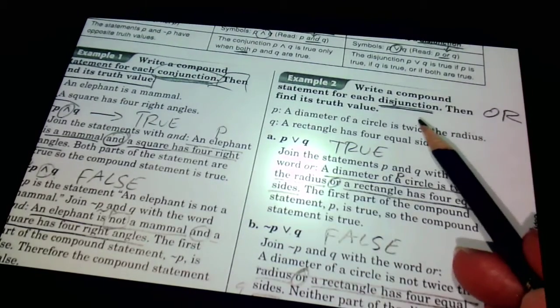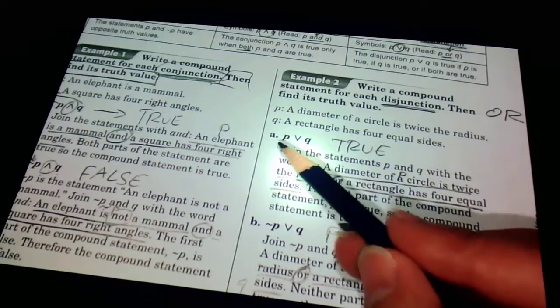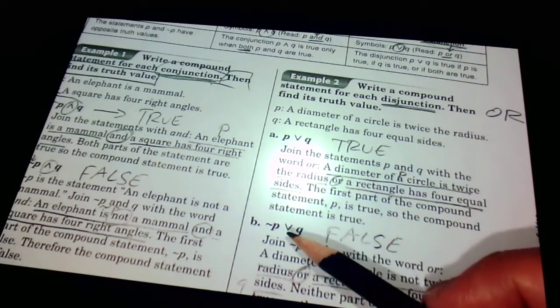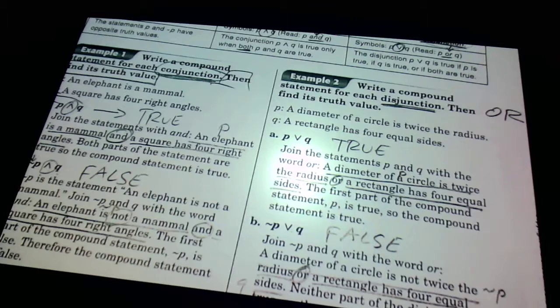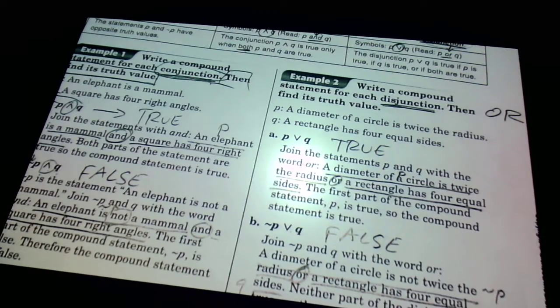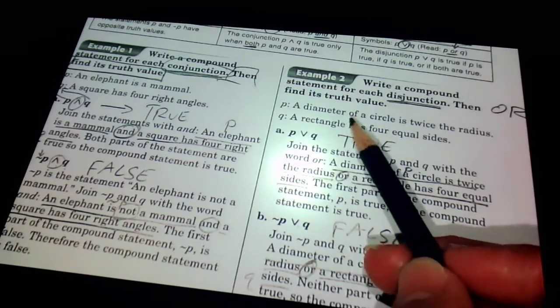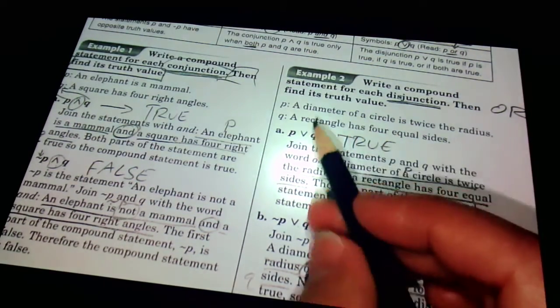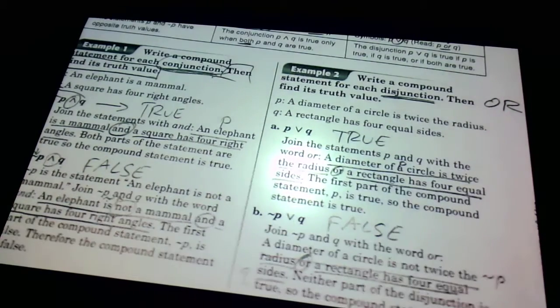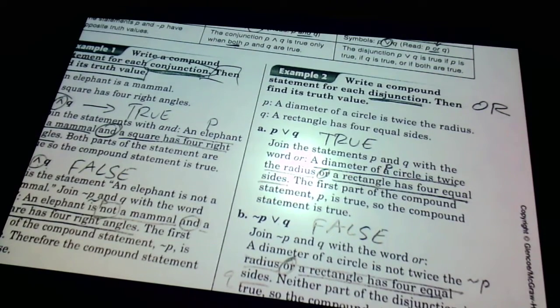All right, now look at disjunctions. This is the V. We call that an or statement. So we're going to write, in this instance, our 2 statements and make a compound statement using the word or. Statement P here is a diameter of a circle is twice the radius. Statement Q is a rectangle has 4 equal sides. And again, right now it has no bearing on how we write these if those statements are true or false.